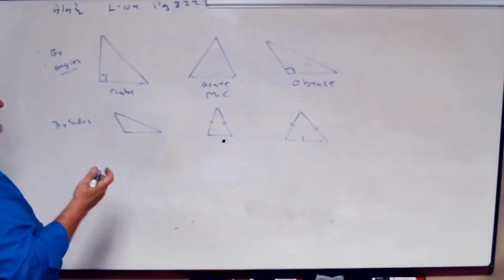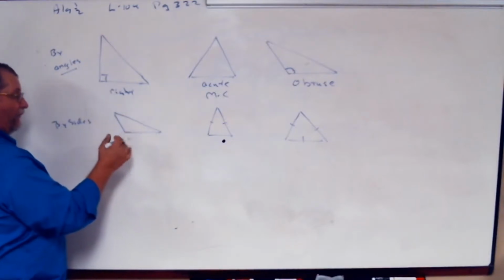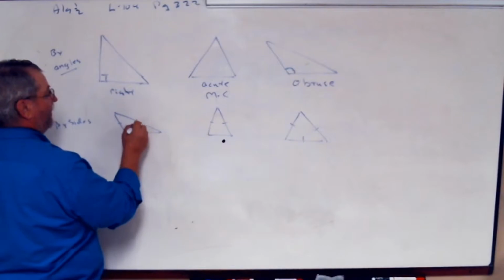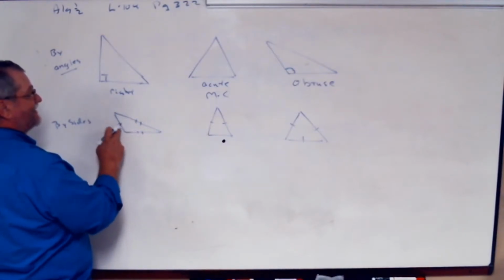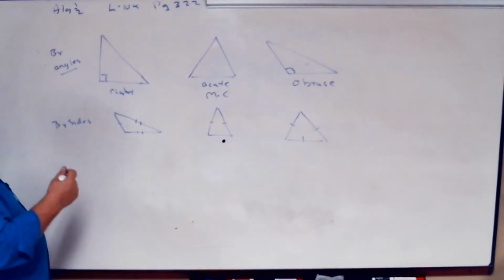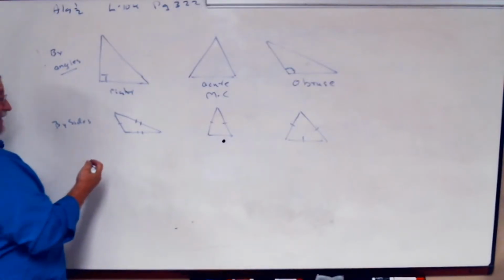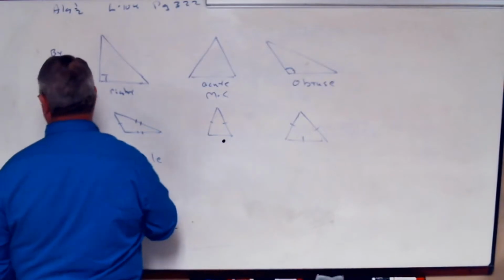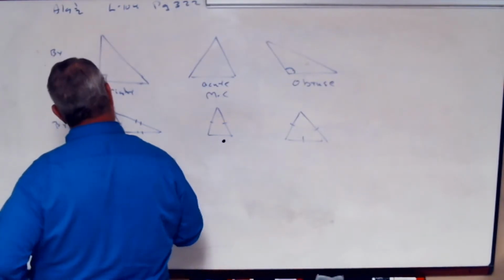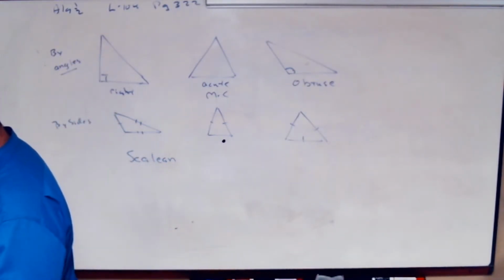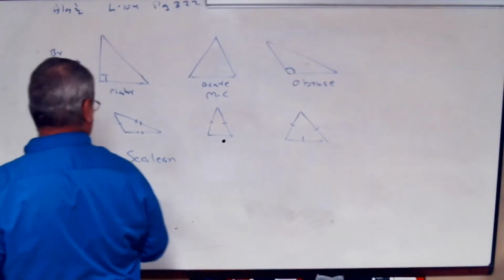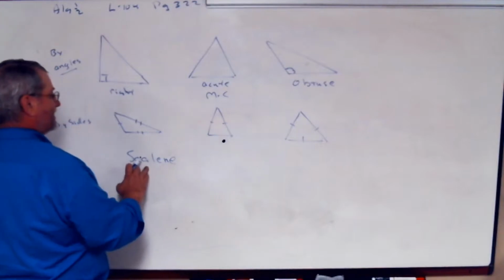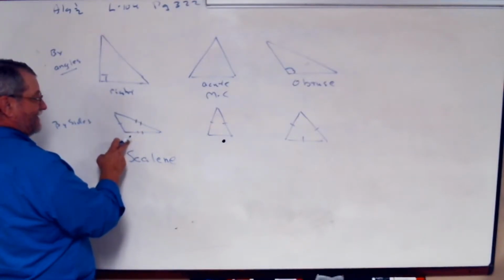Now looking at the sides. Forget about the angles. On this one here, you're going to have to look for these little tick marks. This means that none of the sides are the same length. None of the sides are the same length, okay? This is scalene. I'll probably spell that wrong too. S-C-A-L-E-N-E. Scalene, none of the sides the same.